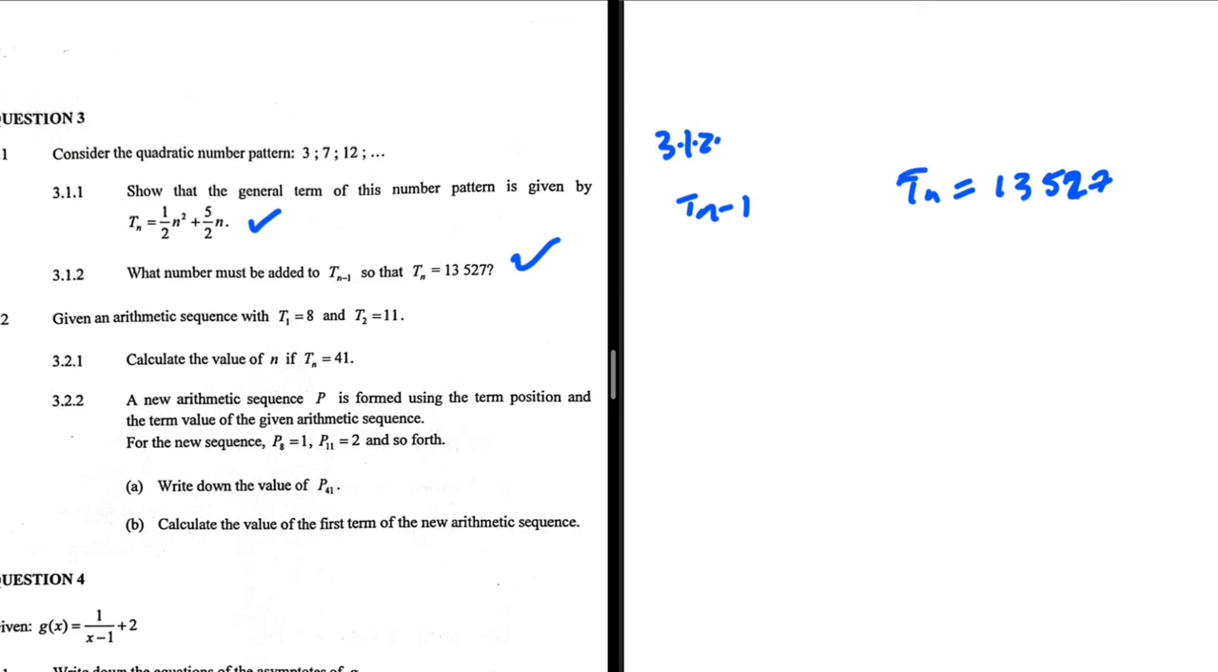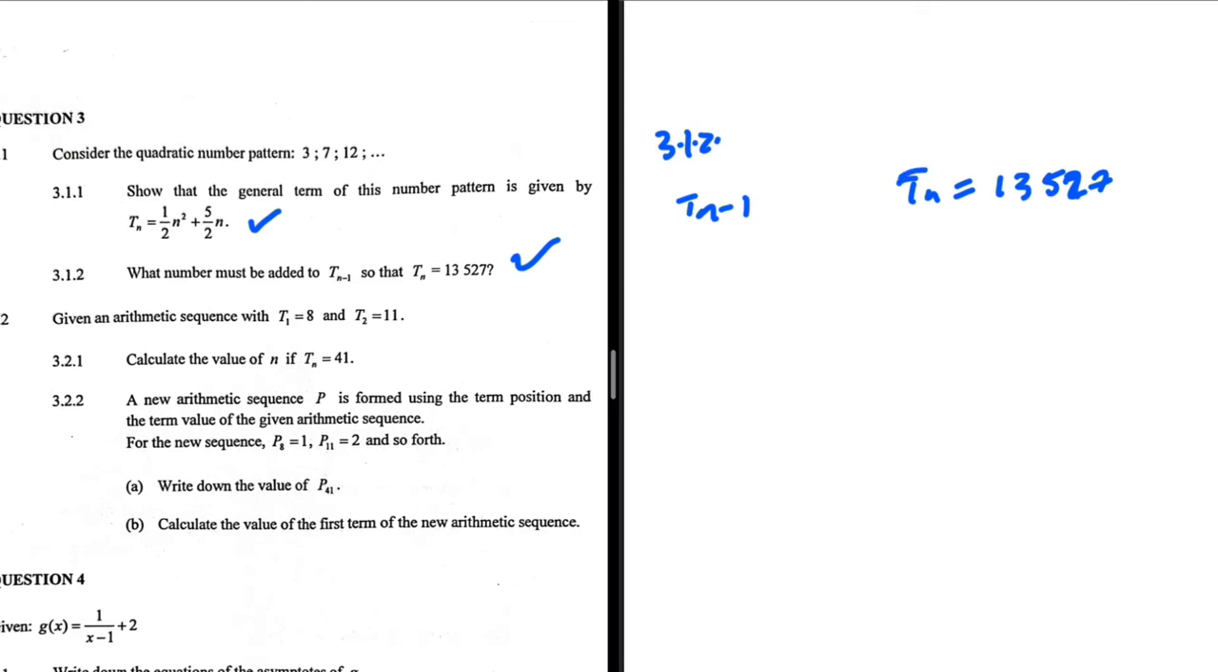But if that is the case, what's the need of saying what number must be added to Tn minus 1? I was supposed to find which value of n gives us 13,527 and then calculate Tn minus 1 and find the difference between the two. I'm not quite sure. I can't seem to figure out what this question wants us to do. I've never come across a question like this before. But let's just go ahead and do the second idea.